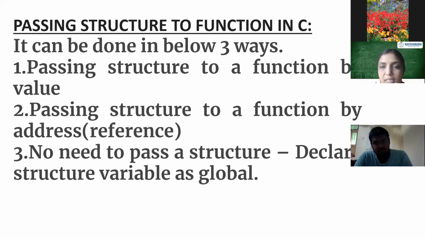So what are the three ways? The first is call by value, and the next is by reference. And instead of declaring the variable inside a function, where it is locally available to that particular program, we can declare the structure variable as global, right? So these are the three ways in which we can pass the structure to a function in C.